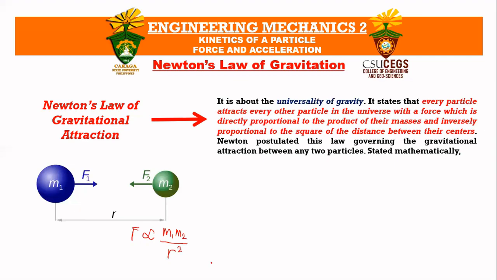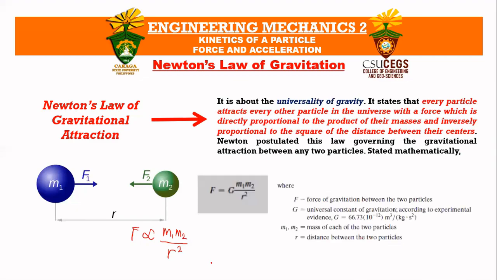Stated mathematically, that would be F = G m1 m2 / r², where the numerator is the product of their masses and r is the distance between their centers. As you can see, G is the constant, and that is what we call the universal constant of gravitation.